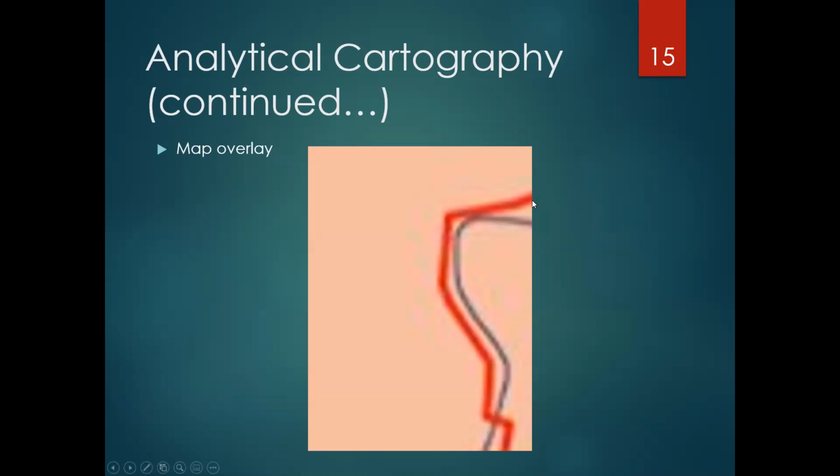This is an example why map overlay is important. We have 2 boundaries here. One is in red, another one is in black. For example, let me tell you that these 2 boundaries are for the same enumeration unit. Then you would ask, why do we have 2 of them? Because they were collected at different years.